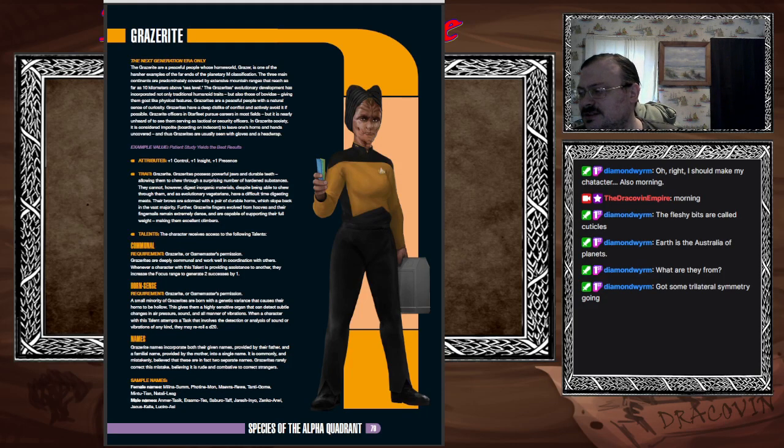Grazerite. I might just... let me see how long we're going. I might finish up Alpha Quadrant. I don't know if I'll do Beta Quadrant then, as we're going here. How many more do we have to go? Let me just check. 1, 2, 3, 4, it looks like. Alright, we'll see how we're going here.